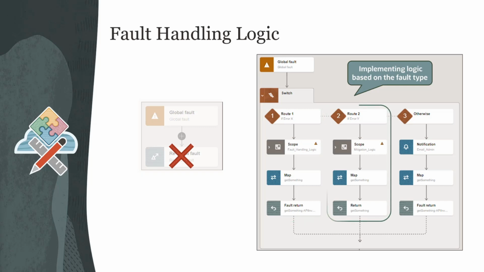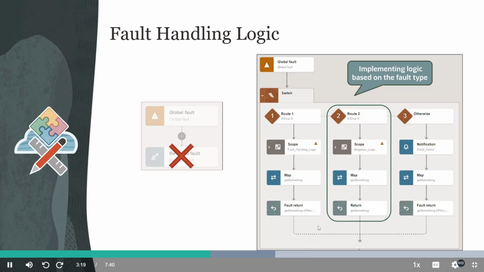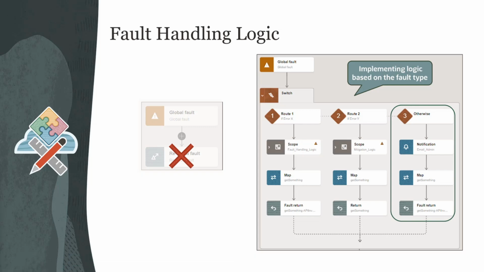The second route, for error Y, has logic within the scope that can mitigate the error, perhaps invoking an alternate service to handle the request. This is followed by mapping the data as a successful reply message back to the client. In the otherwise branch, which will handle all other fault types, we send an email notification, perhaps to an administrator, followed by the mapping of a fault return message. So as you can see, it can be a combination of things. The point is, it's up to you to design the logic and decide what to do at the end.